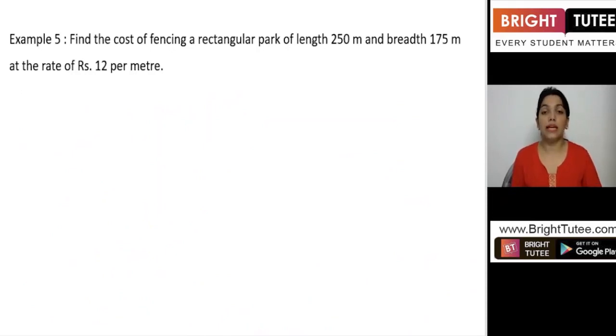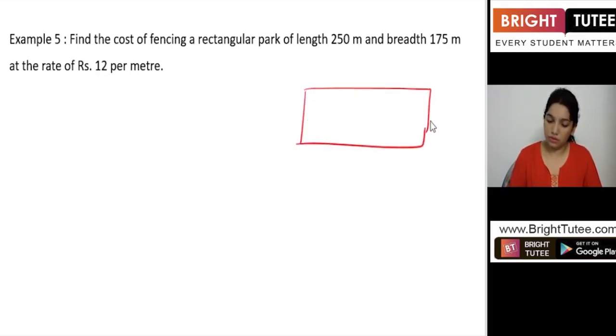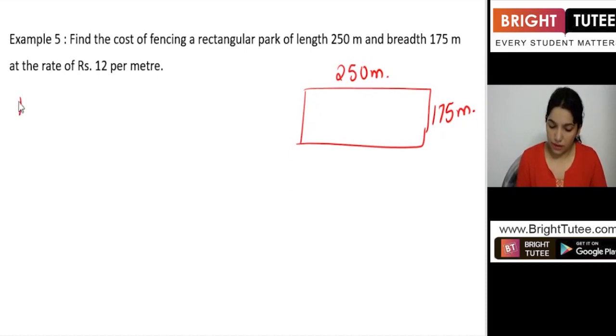Moving ahead, it says find the cost of fencing a rectangular park of length and breadth as given, and the rate is given to us, that is rupees 12 per meter. So let us draw a rectangular park. It's 250 meters here and 175 meters here. Okay. Now let us find what is the perimeter.